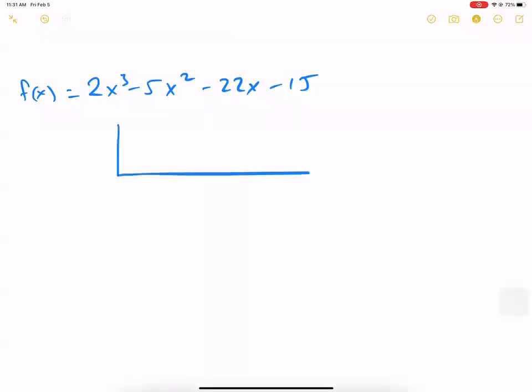Let's go ahead and break this up and factor it by 5. So my factor is x minus 5. So 2, negative 5, negative 22, negative 15. Remember, we copy the values down, just the coefficients, and we use these as placeholders. X to the third, x squared, x and constant.